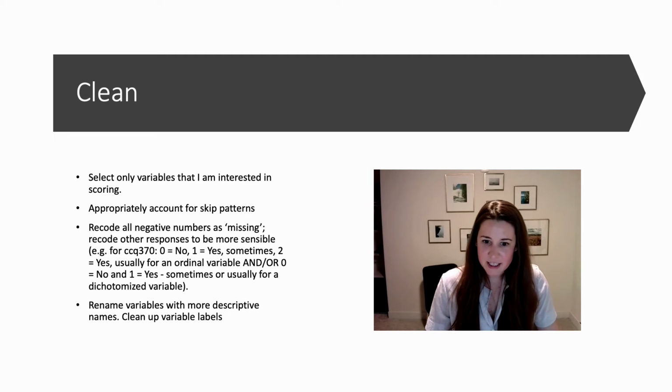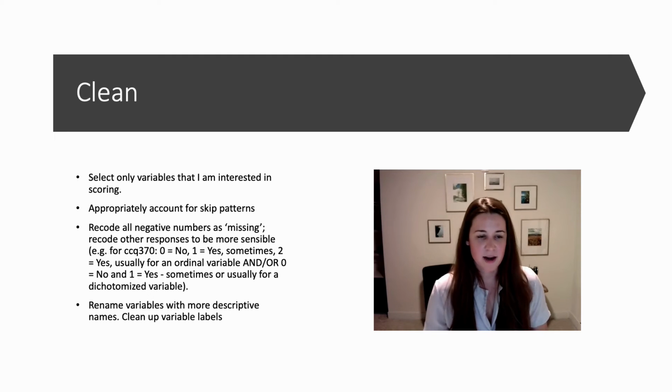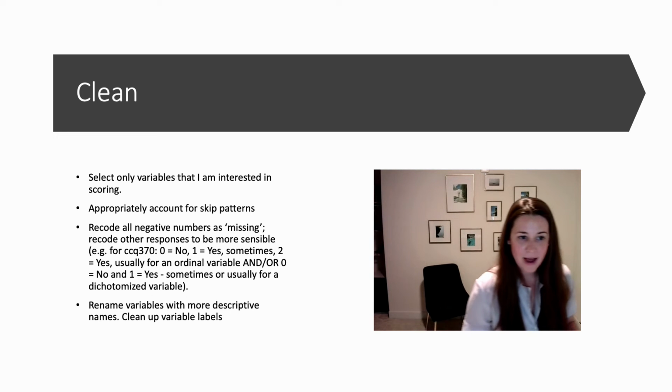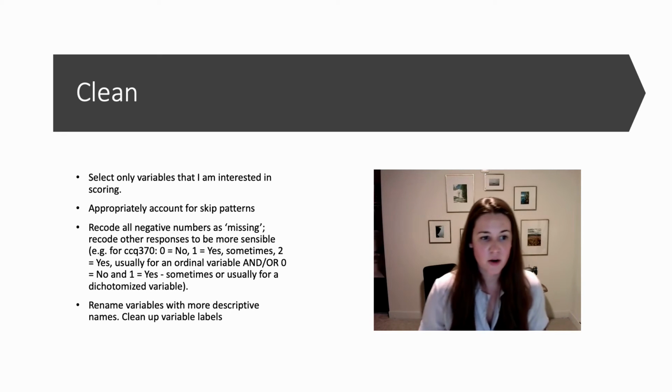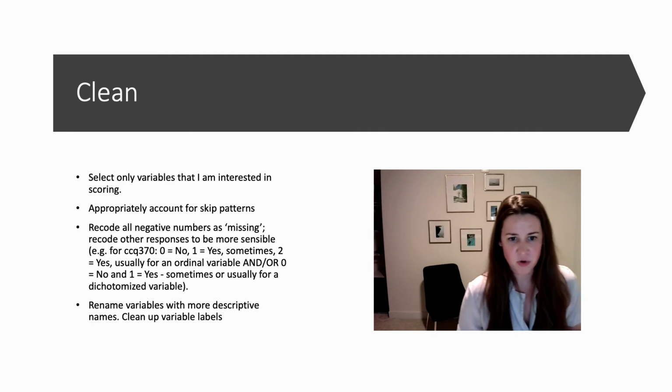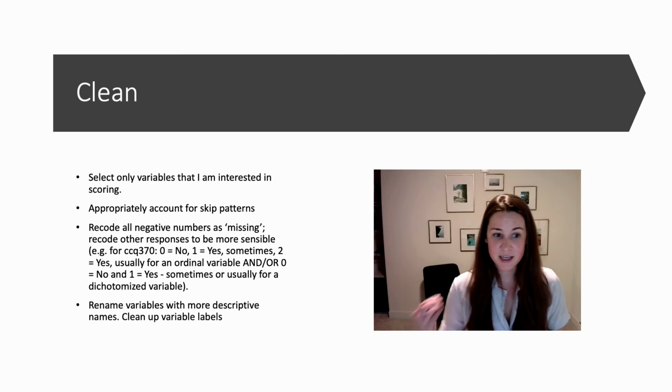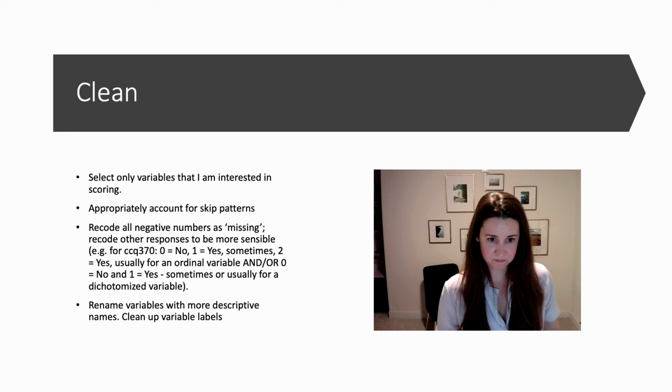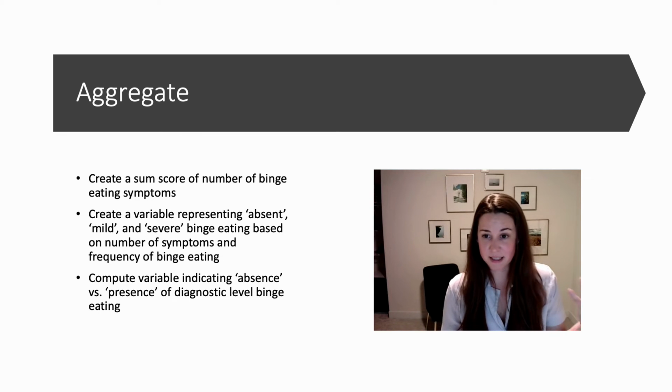I'm first going to clean. I'm going to select only the variables that I'm interested in scoring. I'm going to appropriately account for those skip patterns and recode all those negative numbers as missing, recode other responses to be more sensible, and then rename our variables with more descriptive names, and then clean up those variable labels. And then finally, I'm going to aggregate.